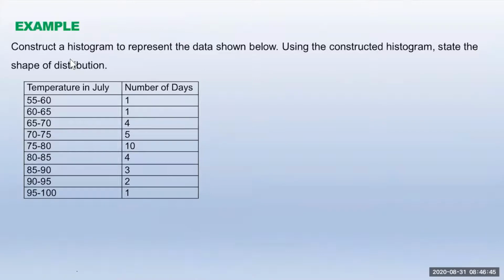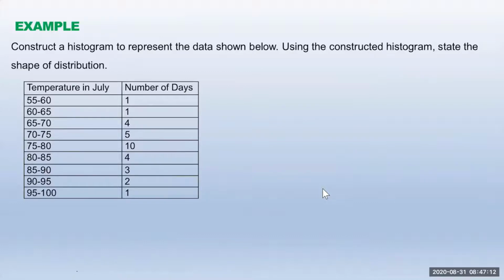Example: construct a histogram to represent the data shown below. Use the constructed histogram and state the shape of distribution. So here we have the group data, or grouped frequency distribution, given, and we are asked to draw the histogram. What we do is, along the x-axis, we'll have the groups. So let's do that.